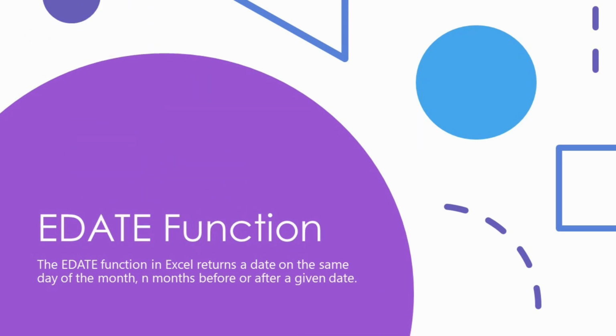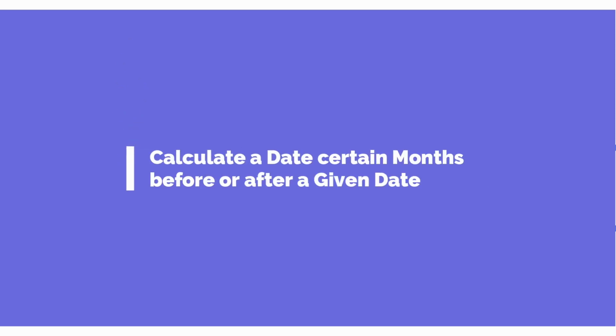Welcome back. In this video, we will look at the EDATE function in Excel and learn how we can use it in combination with other Excel functions. So what is the EDATE function in Excel? It is a function that helps you calculate a date that is a certain number of months before or after a given date. This is super useful for financial planning, project management, and more.